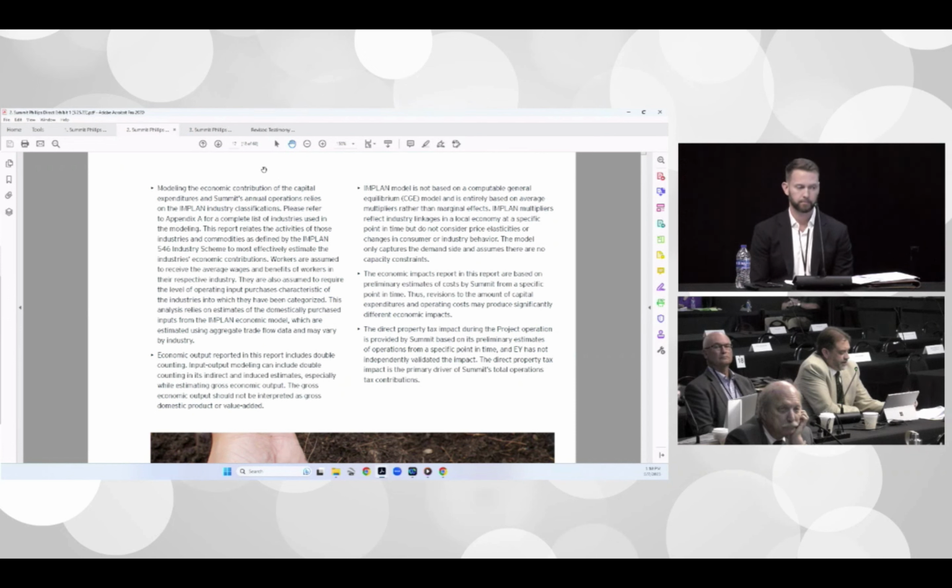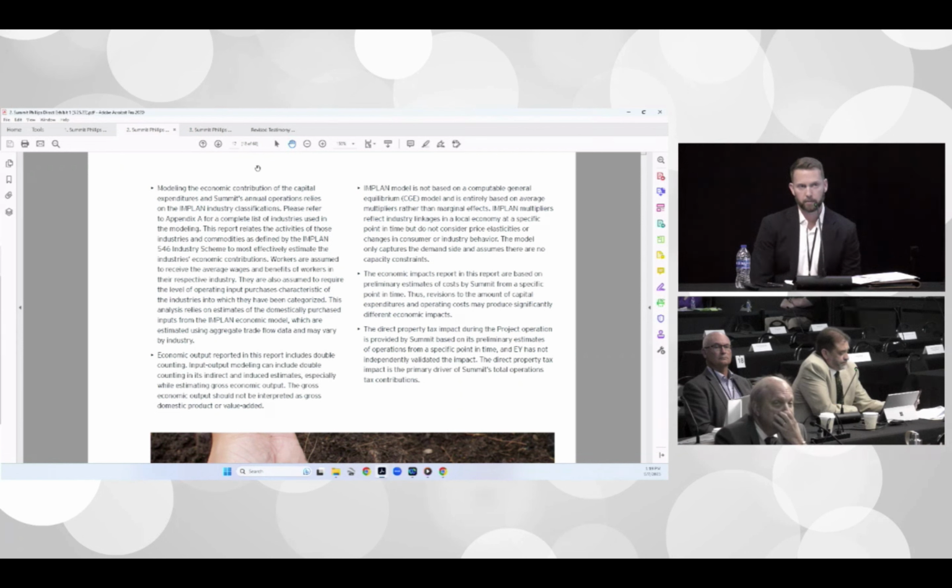What is a multiplier? A multiplier, as generally used in this context, is the relationship between the total impact and the direct impact. So total impact divided by direct impact. On page 18 of your direct exhibit 1, you say that the analysis is based on average multipliers rather than marginal effects. What are marginal effects?